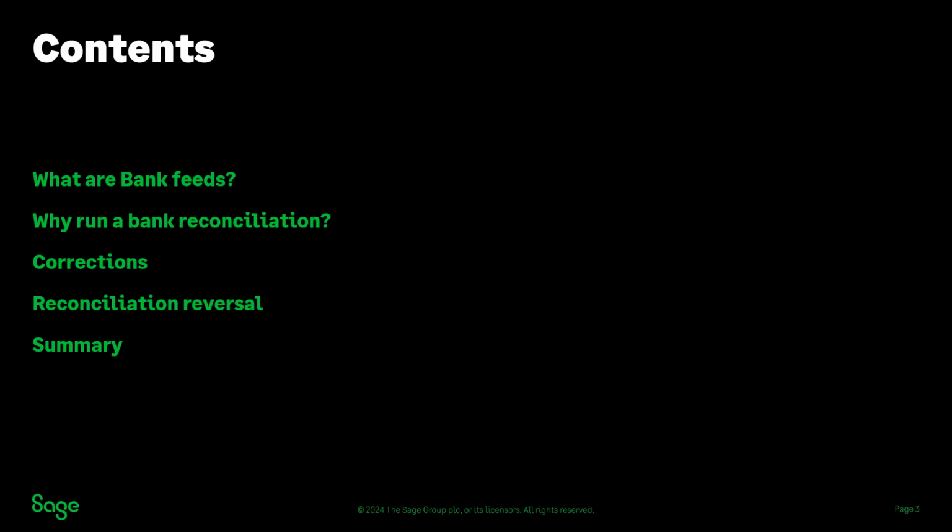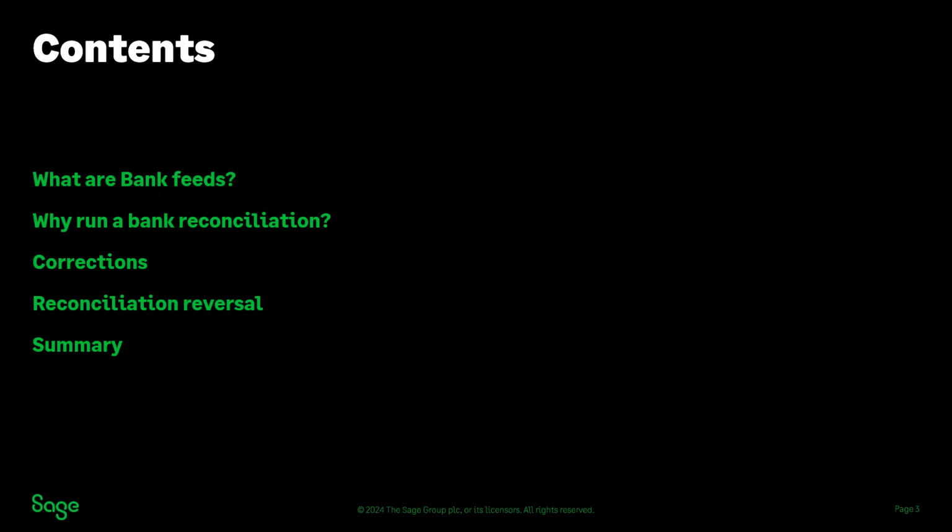Okay, so we're going to start very briefly with what are bank feeds. And then we're going to look at the benefits of running a bank reconciliation. We'll then move on to corrections and what does it look like, and if it hasn't gone to plan, how do we reverse a bank reconciliation? Then towards the end of the session, we'll summarise and we'll talk about upcoming webinars.